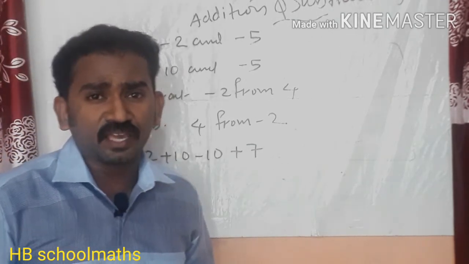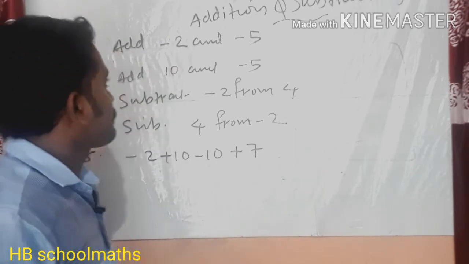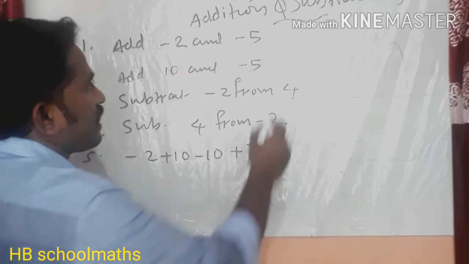I will explain the answers now. Okay, everybody answered now. Check your answer afterwards. First question, add -2 and -5. I'll explain answers here only.